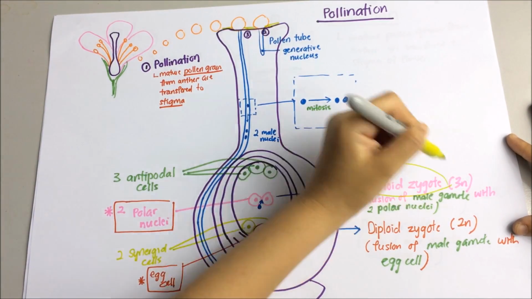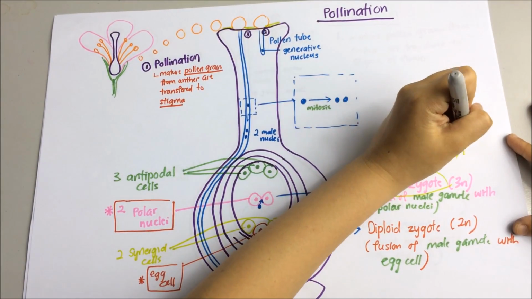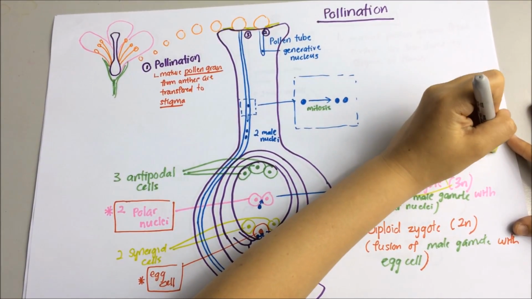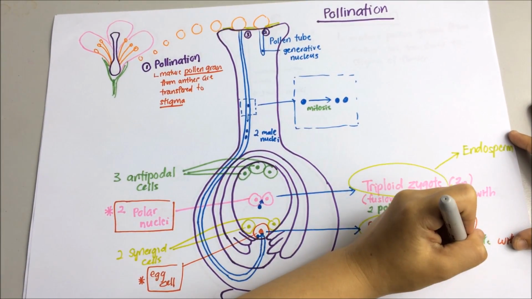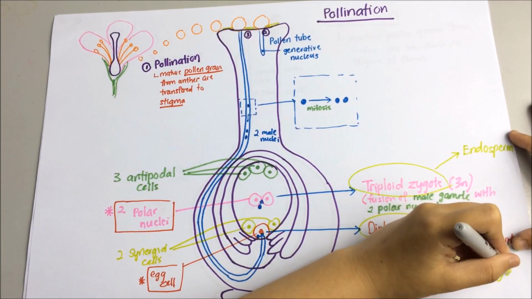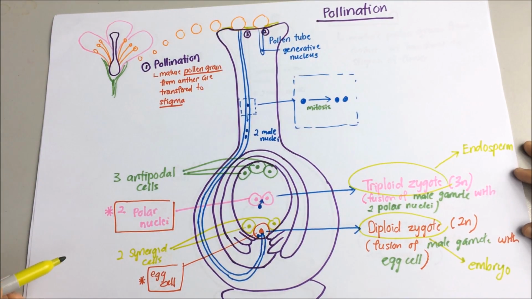The triploid zygote will eventually develop into endosperm. Endosperm provides nutrients to the growing embryo. The diploid zygote will multiply by mitosis to form embryo.